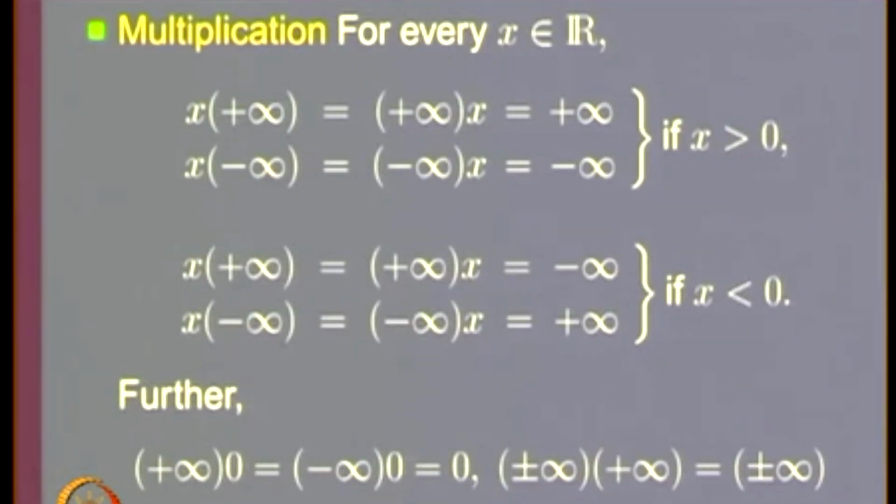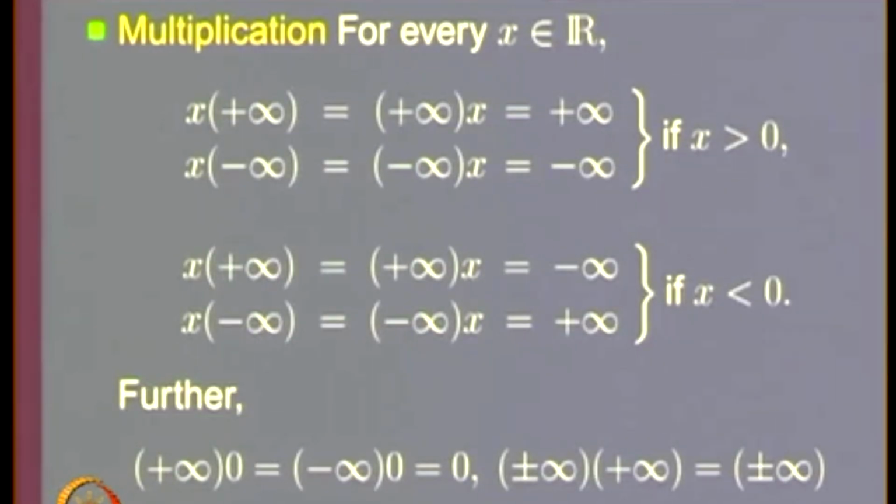And of course, if I am multiplying plus infinity with itself, the answer is plus infinity, and if minus infinity is multiplied with plus infinity, the answer is minus infinity. So plus minus infinity multiplied by plus infinity is plus minus infinity, and similarly plus minus infinity multiplied by minus infinity is minus plus infinity. The sign changes in the outcome.